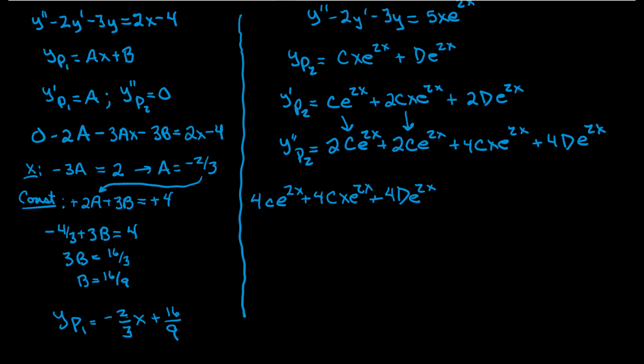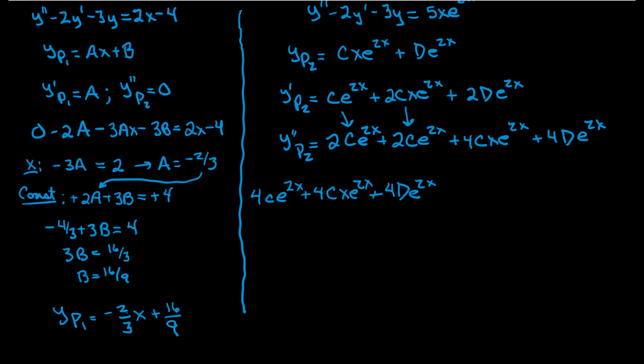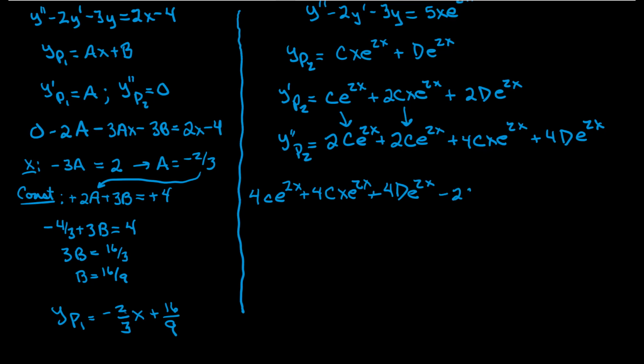Then, looking back up at the top of the screen, notice that y prime is times a negative 2. So when I substitute this equation in, I'm going to need to multiply each term by a -2. What this will give me then is a minus 2c e to the 2x minus 4cx e to the 2x minus 4d e to the 2x. And I'm running out of space here, so I have to do a second line.